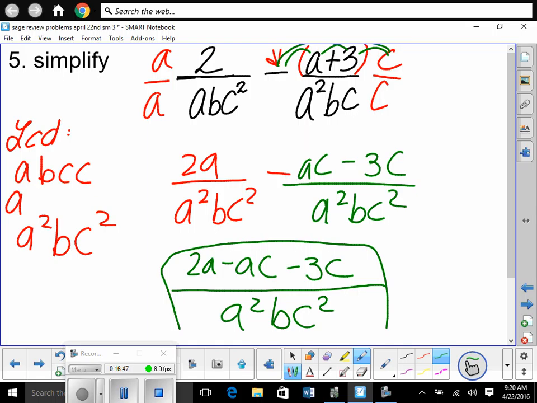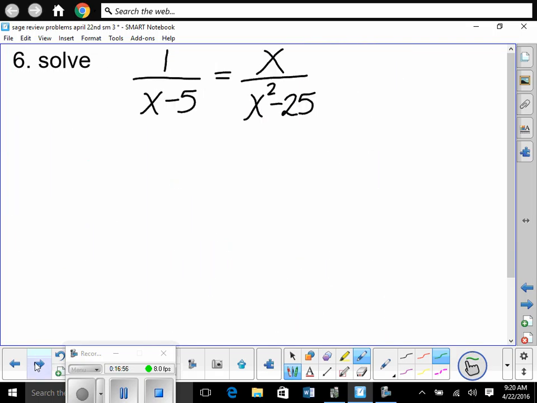So you might be saying, well, 2 and a are multipliable. Yeah, but it's connected to minus ac with a subtraction sign. Does that make sense, everybody? Okay. All right. We're almost there.